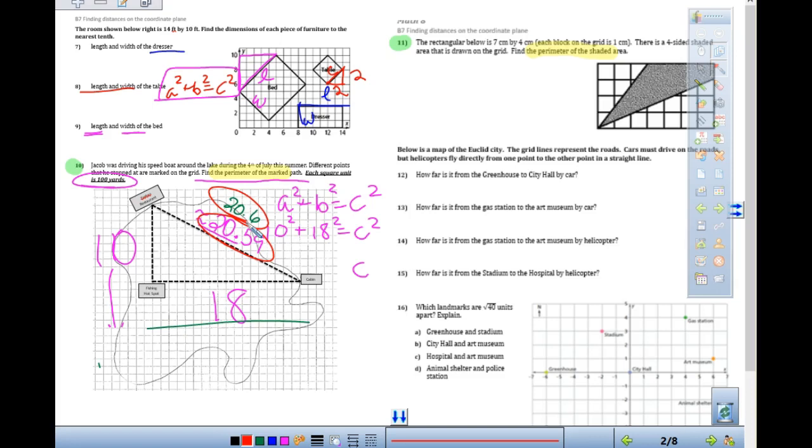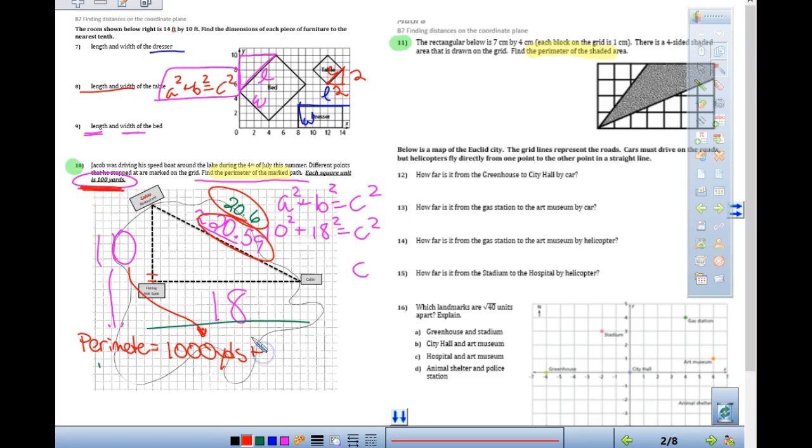But the question doesn't ask you to find this side. It says find the perimeter. So when you go to find the perimeter, you have to add all the sides. And then they tell you that each side is not really 10, 18, and 20.6. Each one is 100, each of these blocks is 100 yards. So 10 is actually going to be 10 times 100, which is 1,000 yards. That's what 10 was. How did we get 1,000? Because it was times 100.